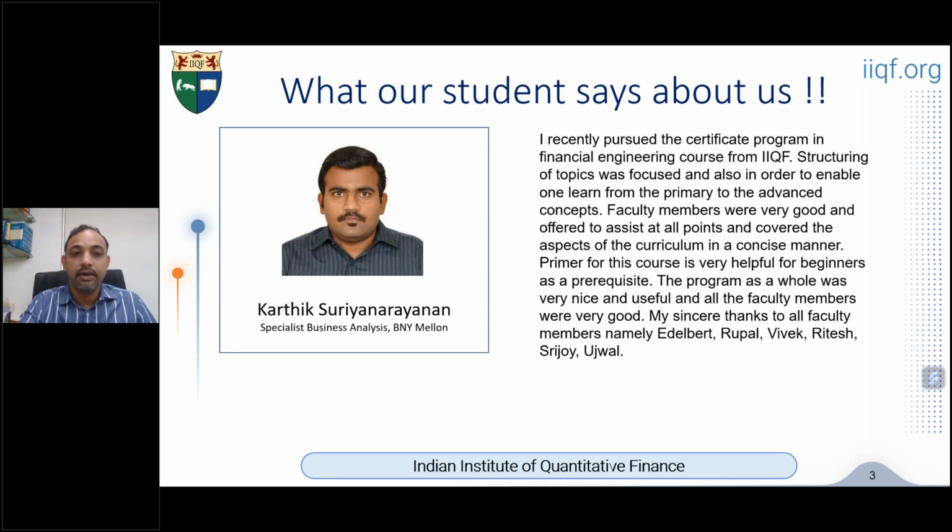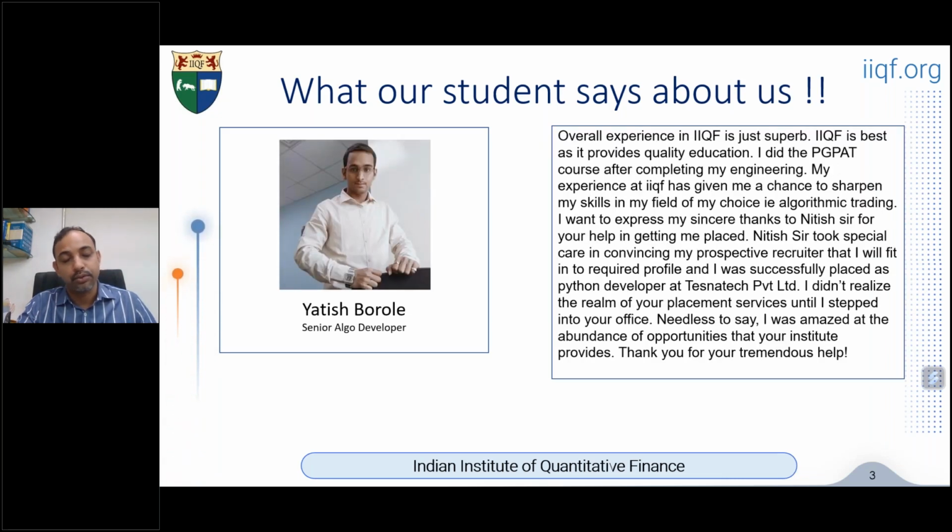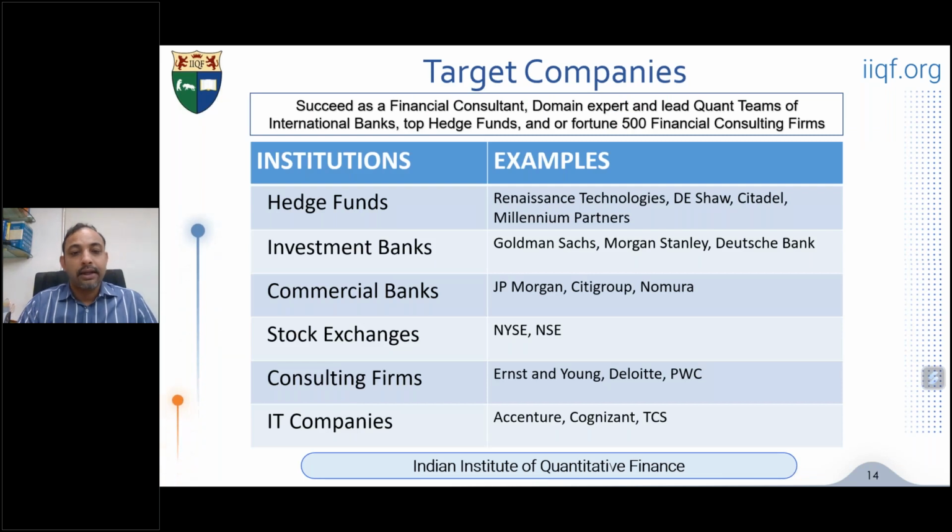These are a few we have brought in here, just to show how people can utilize these courses to make a further dent in their careers, right? So in target companies, of course, we are talking about advanced financial analytics. Target companies will be hedge funds and financial technology firms like DSO, Citadel, Millennium; investment banks like Goldman Sachs, Morgan Stanley, Deutsche Bank; commercial banks like JP Morgan, Citibank, Nomura; stock exchanges, NSE; consulting firms like EY, Deloitte, PwC; IT companies like Accenture, Cognizant, TCS.